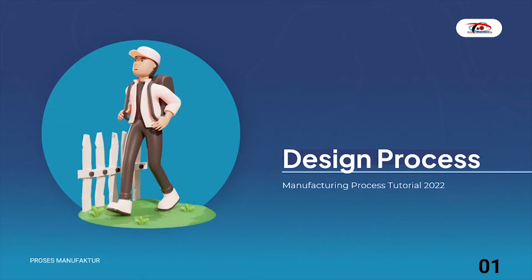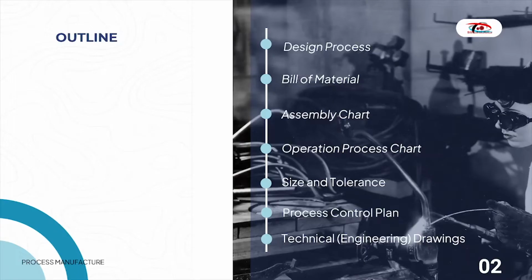In this session, we will learn about the first meeting of the manufacturing process tutorial, called design process. This is the outline of our first meeting, starting from the definition of the design process itself until technical or engineering drawing.